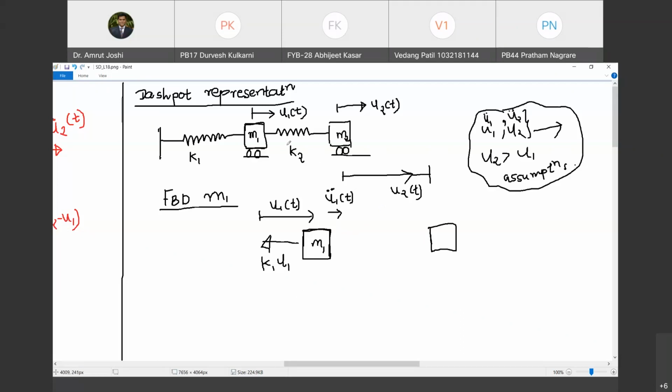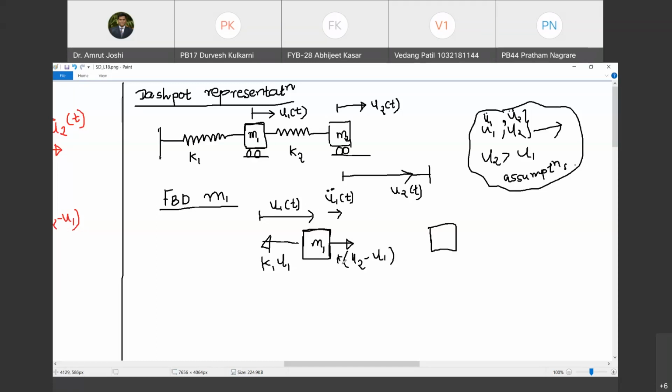Okay. And now, what is the force in spring K2? This mass has moved by amount U2. This mass M1 has moved by amount U1. So what is the net stretch in spring K2? It is U2 minus U1. And as it is a stretch, it is going to pull this mass towards right. Do you agree with me? So I am going to call this U2 minus U1 times K2.